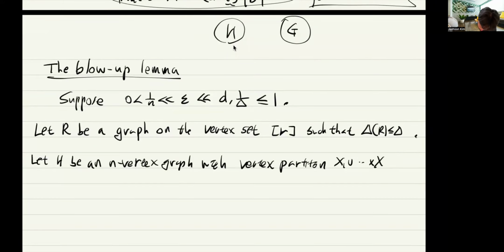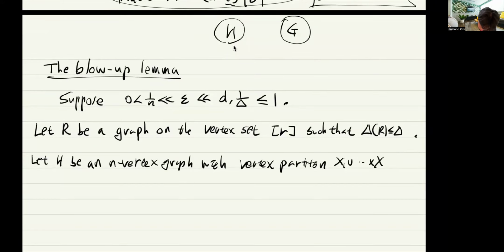So, meaning that, okay, H also has a maximum degree at most delta, and the number of edges. So there are edges between xi and xj only if ij is in R. So that means if this holds, then if there is an edge, then ij is in here. Maybe let me write it with an "if", such that it implies. So that's H. And then G is the host graph.